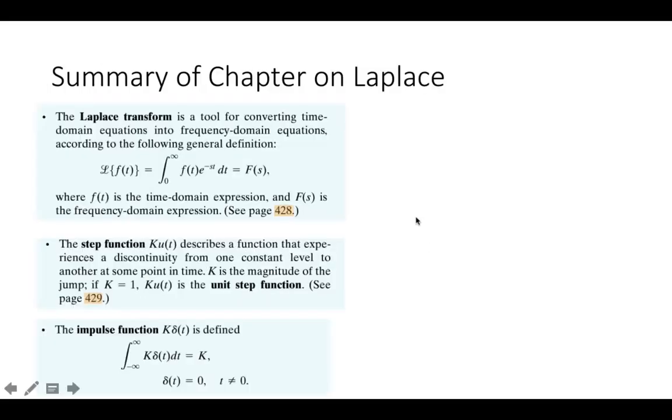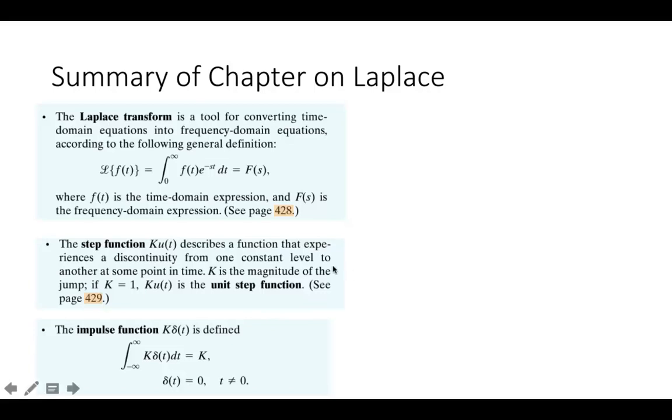So just looking at some chapter summaries from your textbook with relevant page number links. The definition of the Laplace transform is given in this equation. It basically takes an expression in the time domain and through this transforming integral converts it to an expression in the S domain. And remember, S is a complex frequency, sigma plus j omega.